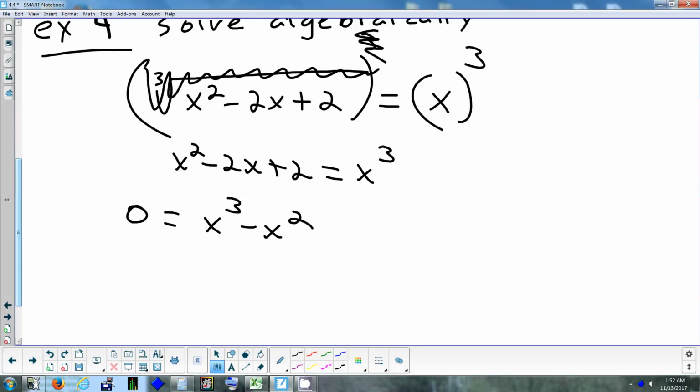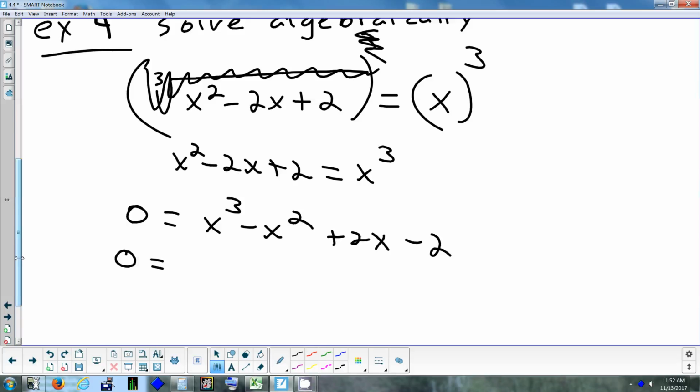I'm going to subtract the x squared, add the 2x, minus the 2. Now, when we factor with 4 terms, it's a special kind of factoring. Does anyone remember what that's called? Grouping. Yes, factor by grouping. And the hope is that if you factor something out of the first 2 and the last 2, something special happens. What can you factor out of the first 2?